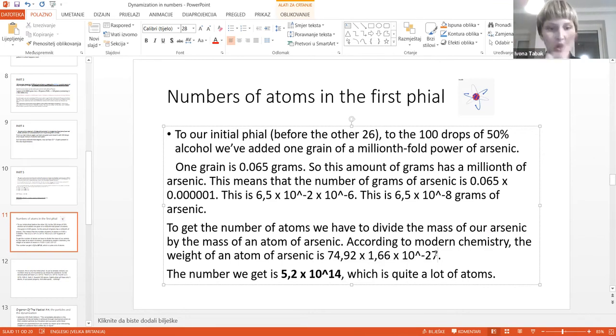If you really want to know, when you look at the periodic system and you look at arsenic, every element in the periodic system has a little number. So it has a number which denotes, what's the word I'm looking for? Atomic number. The weight, the molecular weight, exactly. That's the weight.